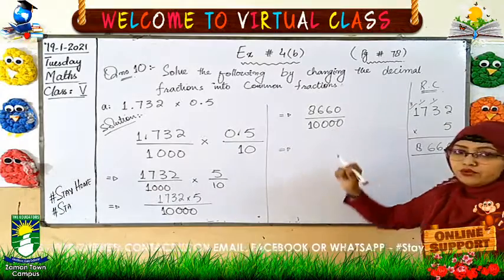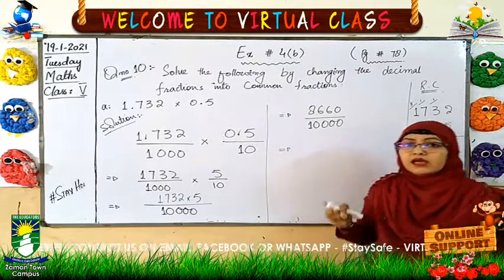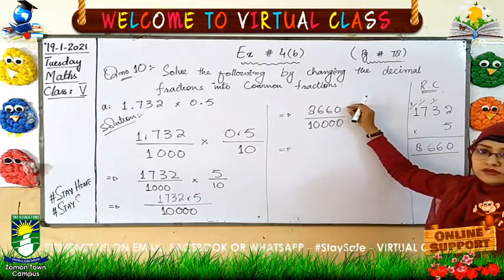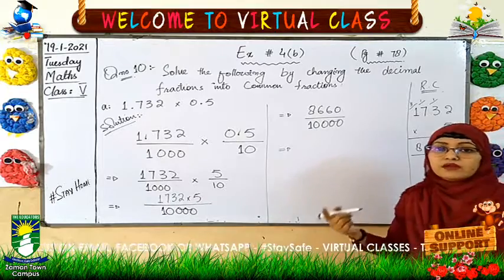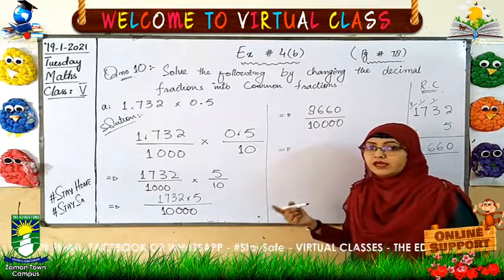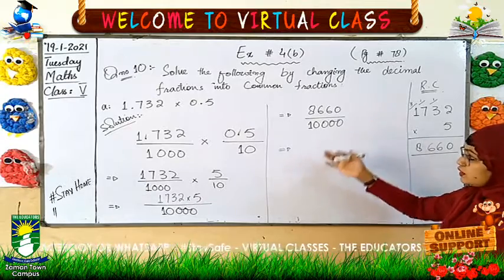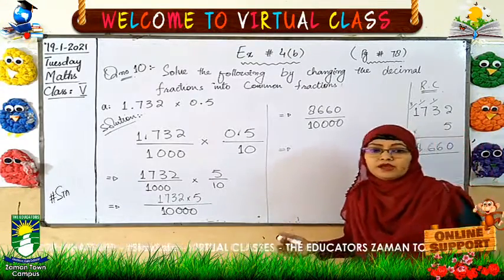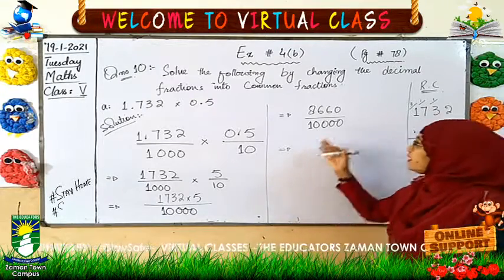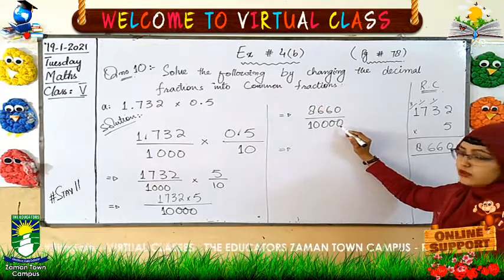We have to place a point in the numerator. In the numerator, we will make a point, and where do we make it? We count the zeros in the denominator. As many zeros as we have in our denominator, we make a point after that many digits in the numerator.